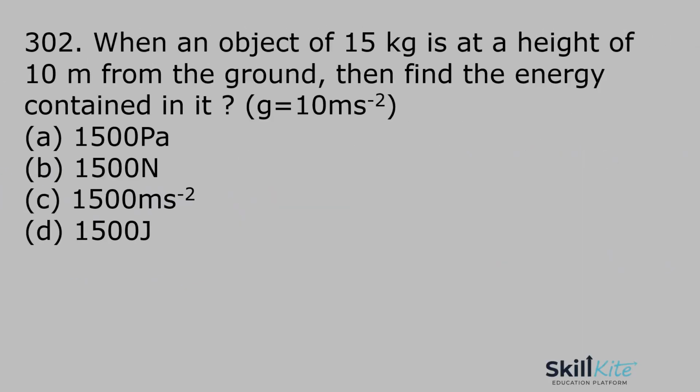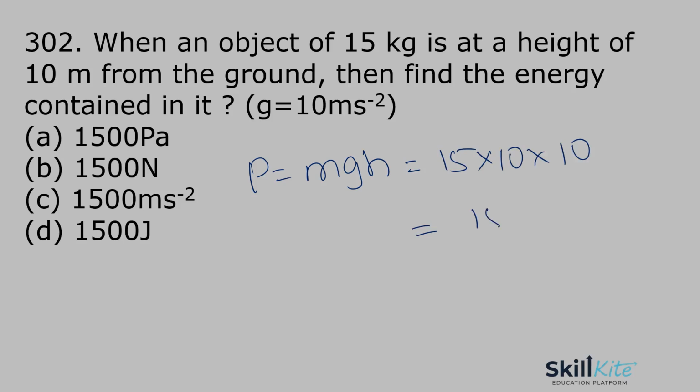When an object of 15 kg is at a height of 10 meter from the ground, find the energy contained in it. Same question. P equals mgh. So that is equal to 15 into 10 into 10. So it is around 1500 joules. We can also decide by looking at the unit here. So option D is the right answer.